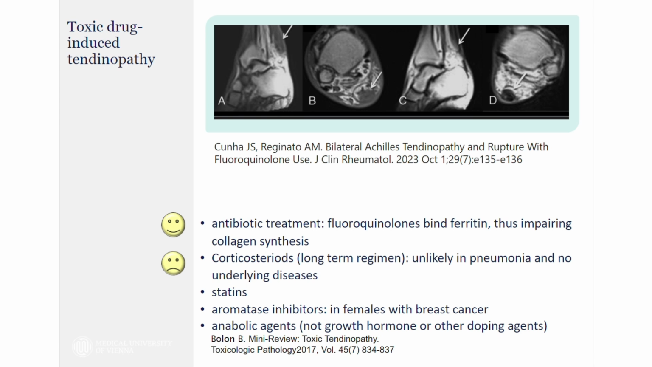Statins are still under discussion. Aromatase inhibitors also may cause that toxic tendon effect, but in this case it was a male, therefore it's not the case that we chose for that. And anabolic agents, doping, is very important, but not growth hormone. It's the real anabolic steroids that may cause it.